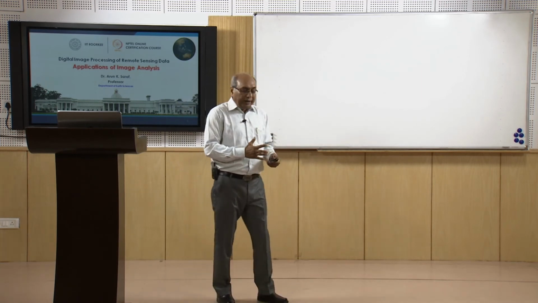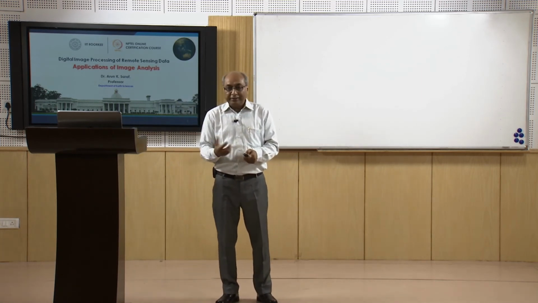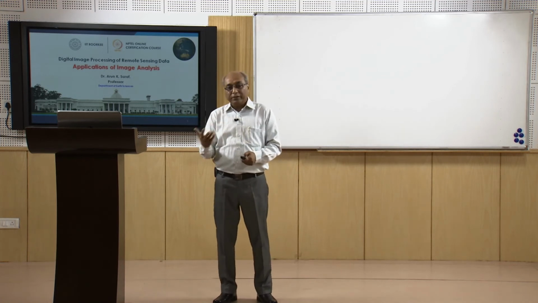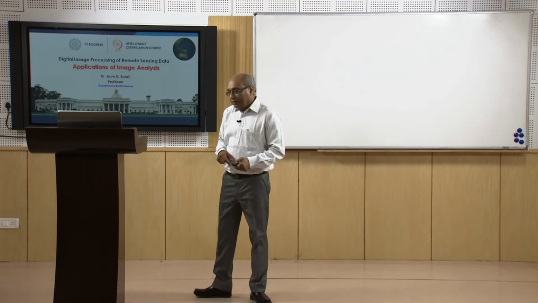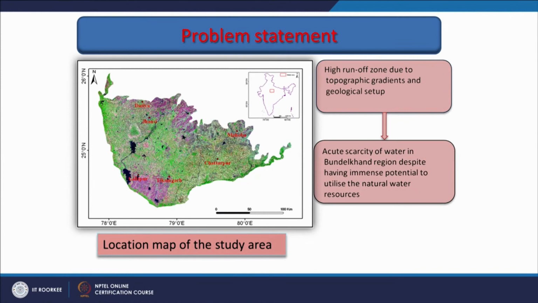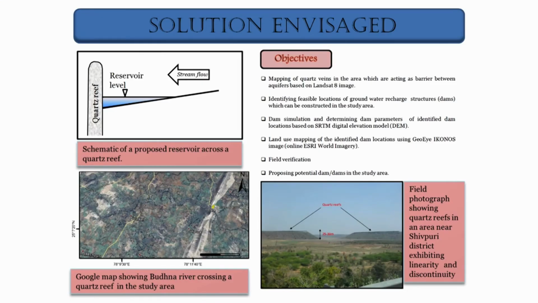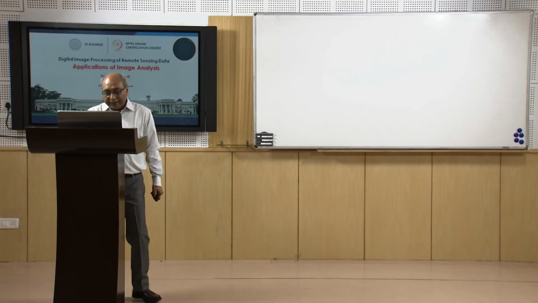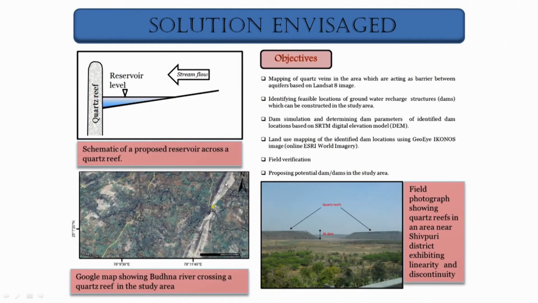Now, this interpretation of quartz reefs, inferences, and integration with some other data sets, employing some other tools, can build up a further story, and this is what I am going to discuss in this part. The entire Bundelkhand region was taken in this example, and these quartz reefs were also identified using image interpretation. You can use Google Earth images, or Landsat images or others. And as you can see, in high resolution satellite images these quartz reefs can be identified very easily.